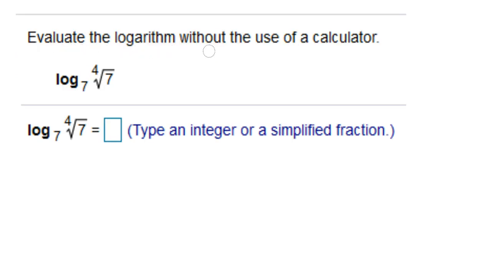Evaluate the logarithm without use of a calculator. Log base 7 of the fourth root of 7.